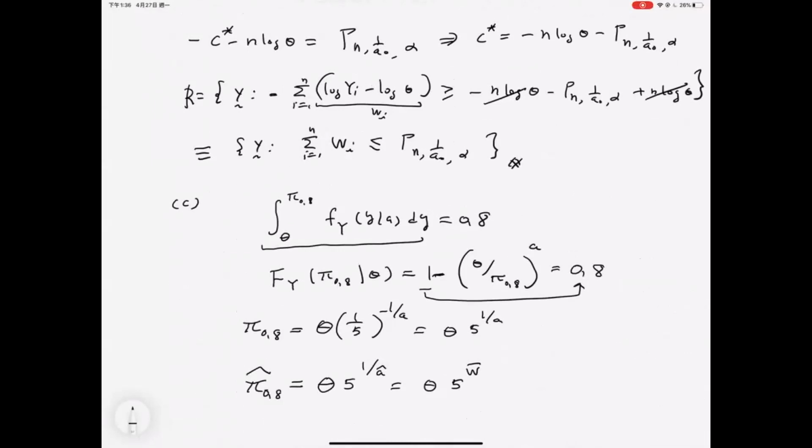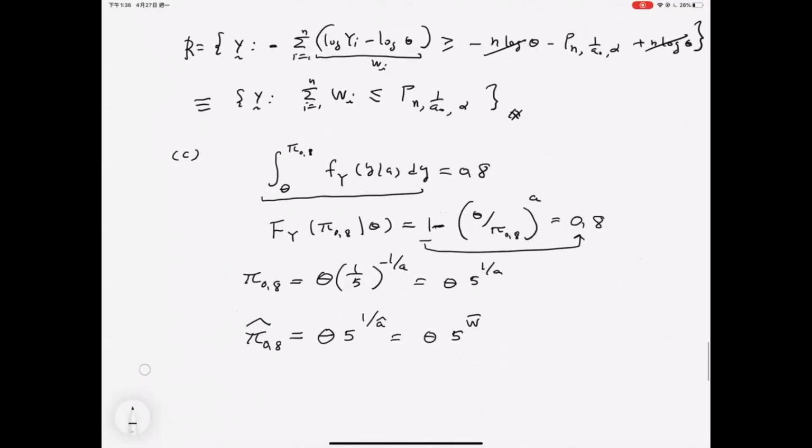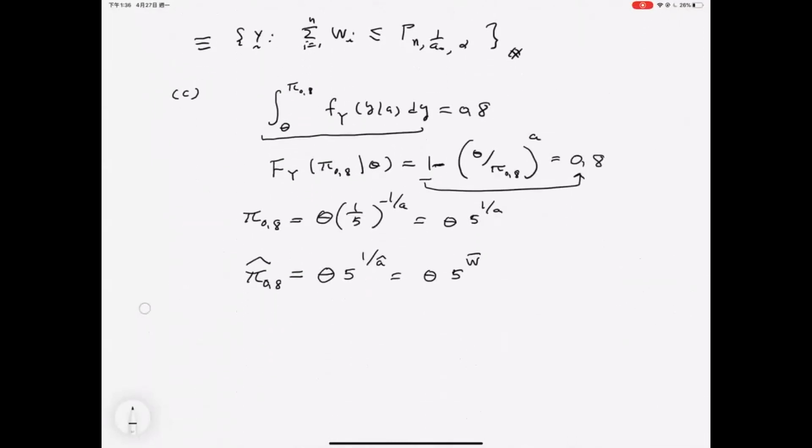It's your pi 0.8 hat. I'm also asking you, how do you derive the large sample property of pi 0.8 hat? I'm trying to derive the large sample property. Right here. Did you see your friend? I think I do see my W bar right here.